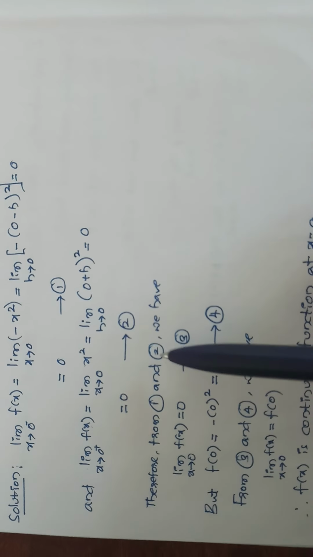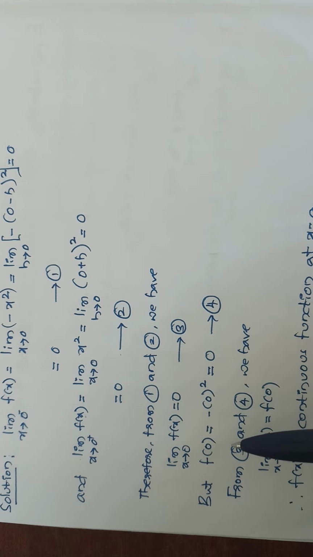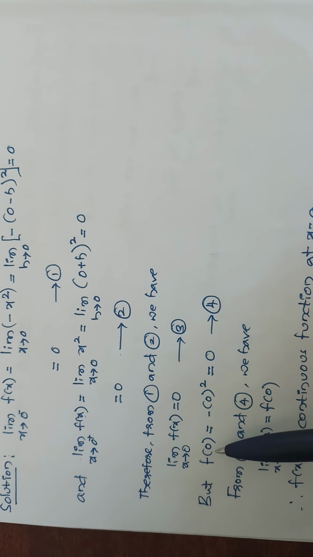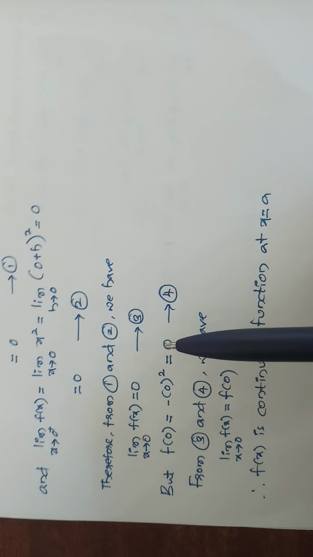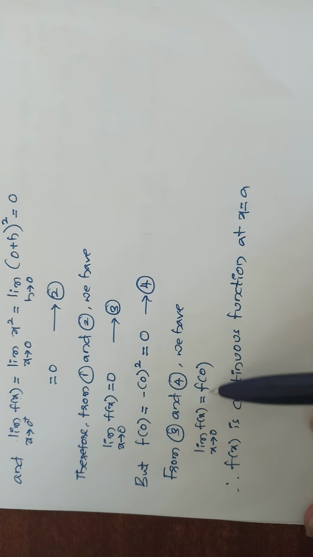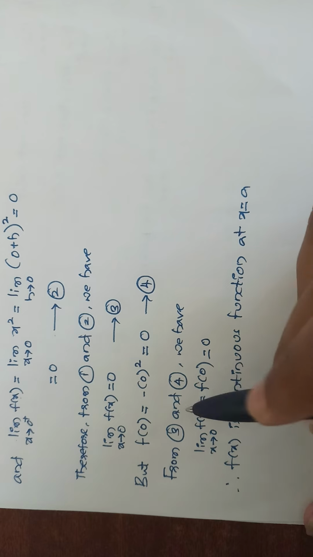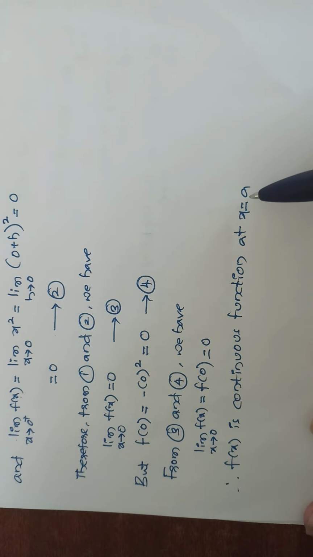So from equations 1 and 2 we can say limit x tends to 0 of f of x is equal to 0. And f of 0, the value of the function f at the point 0, becomes 0. So here your left hand limit, right hand limit and the value of the function are all 0. Therefore limit x tends to 0 of f of x is equal to f of 0, which is 0, from equations 3 and 4. Therefore the function f of x is continuous at the point x is equal to 0.